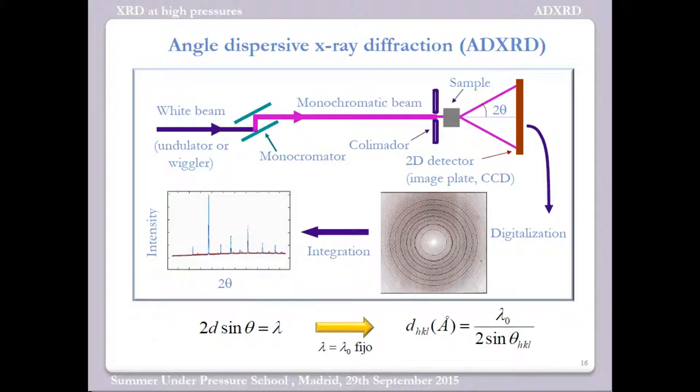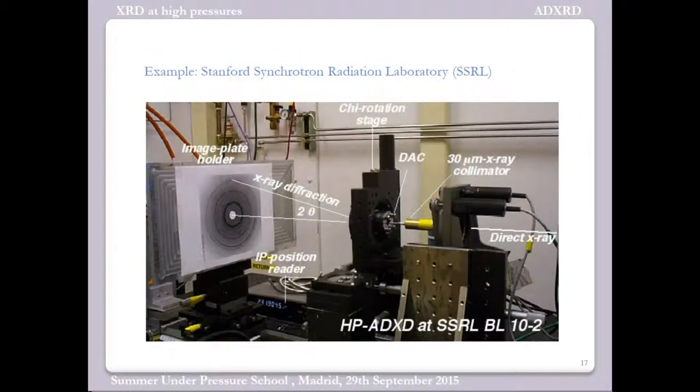The main advantage is that you can deal with intensities, you can perform polar experiments, and then make Rietveld refinements. This is a scheme of a setup, well, a real setup with the direct X-ray, the collimator, the diamond anvil cell, which diffracts, and this diffraction is collected with an image plate.